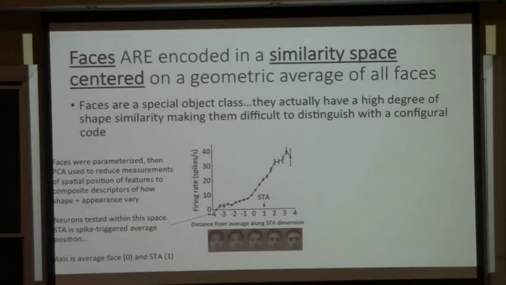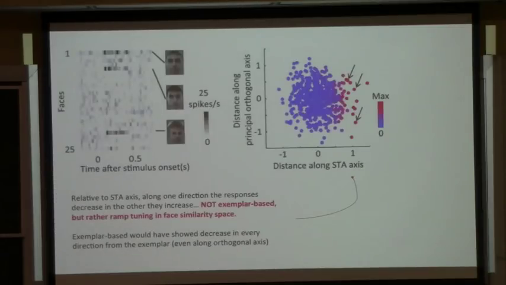STA is defined as the spike triggered average position. I know that was a lot, but basically that explains how they got their x-axis. And then the firing rate is, as you move along that continuum or within that space, the response of the neurons.